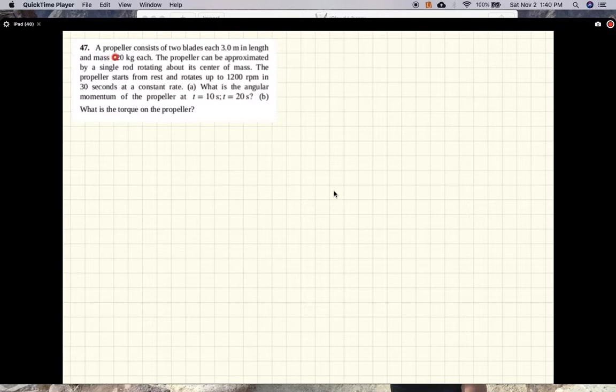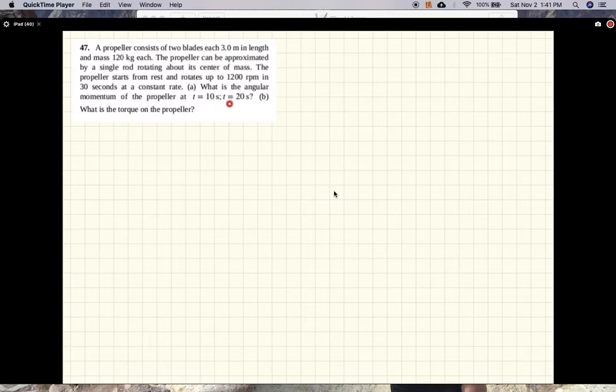Again, this problem says a propeller consists of two blades, each 3 meters in length and mass 120 kg. The propeller can be approximated by a single rod rotating about its center of mass. The propeller starts from rest and rotates up to 1200 RPM in 30 seconds at a constant rate. What is the angular momentum of the propeller at t equal to 10 seconds and t equal to 20 seconds?